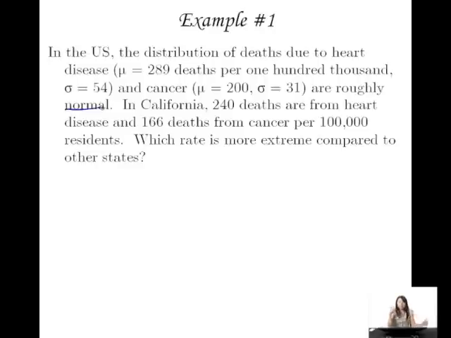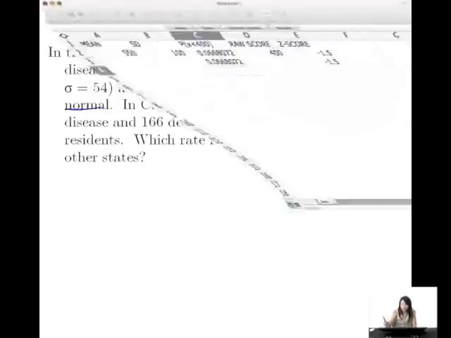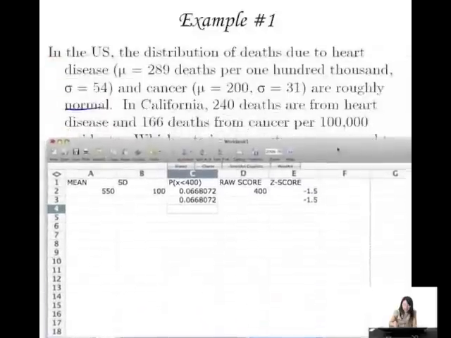All right, so we have California's death rates from heart disease and its death rates from cancer. And we want to know, okay, which of these are really extreme? One way that we could find out is by finding out the z-scores. All right, so I'm going to get my Excel out.